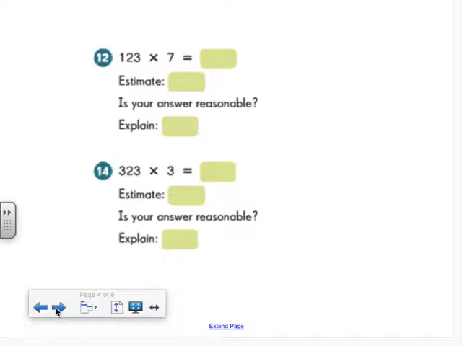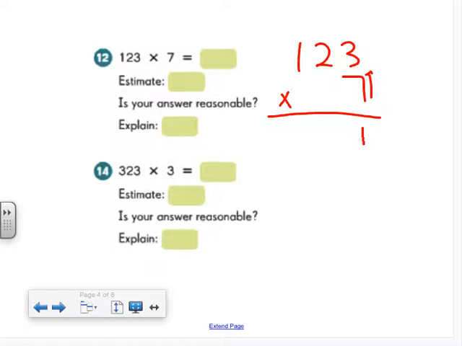All right, we can do the same thing with multiplication. We can estimate products. So again, I'm going to have to flip the problem to solve it. What I'm really doing here is multiplying 7 ones times 3 ones times 20, and then times 100 in the place value. So you're going to have to work your way across. 7 times 3 is 21. I put down the 1, carry the 2. 7 times 2 is 14. We add those extra 2 that we had to carry over, which makes 16. And then 7 times 1 is 7, plus 1 is 8. So my actual answer is 861.